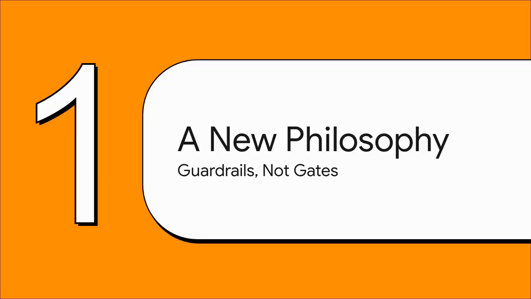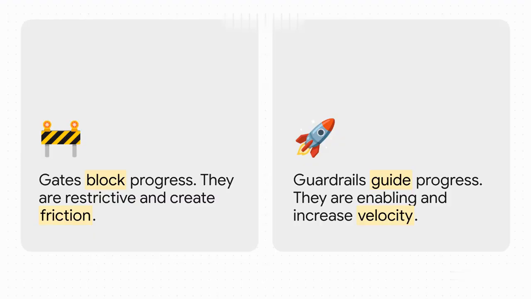So the old way to deal with this was just to lock everything down, put up gates everywhere. But we all know that just kills innovation. The modern approach is a complete shift in mindset. We're moving away from gates, and we're moving toward guardrails. The difference here is fundamental. Gates are all about blocking progress. They're restrictive, and their default answer is always going to be no. Guardrails, on the other hand, are about guiding progress. They're enabling. They don't say no, they show you how to experiment safely. The whole point is to remove friction and actually speed your teams up.